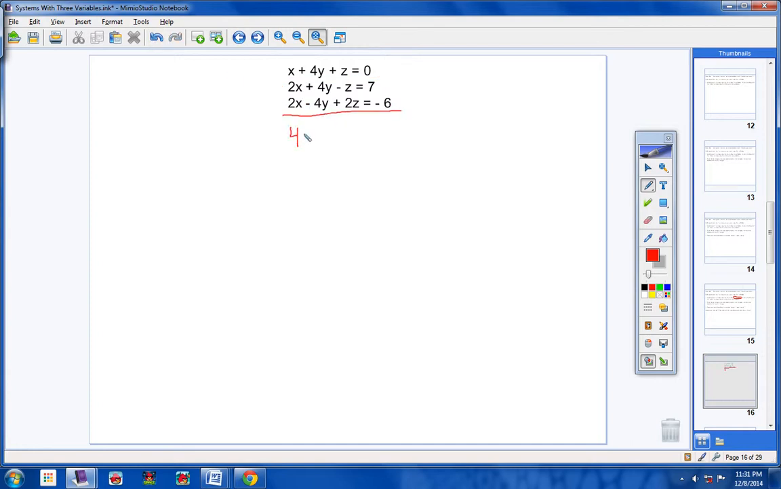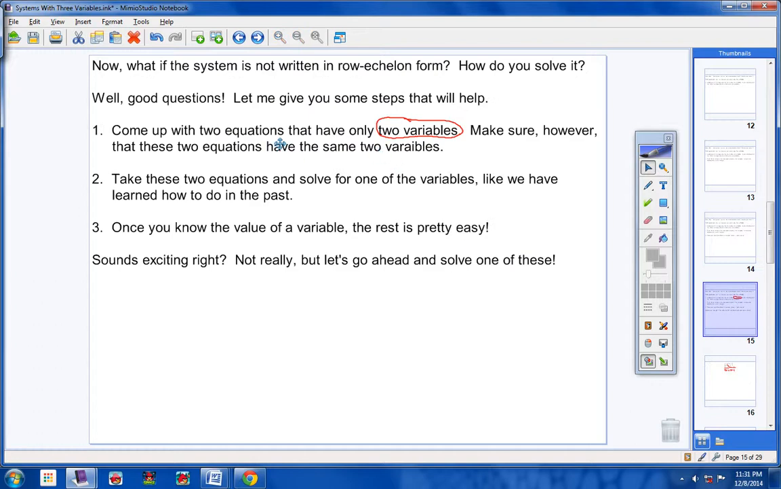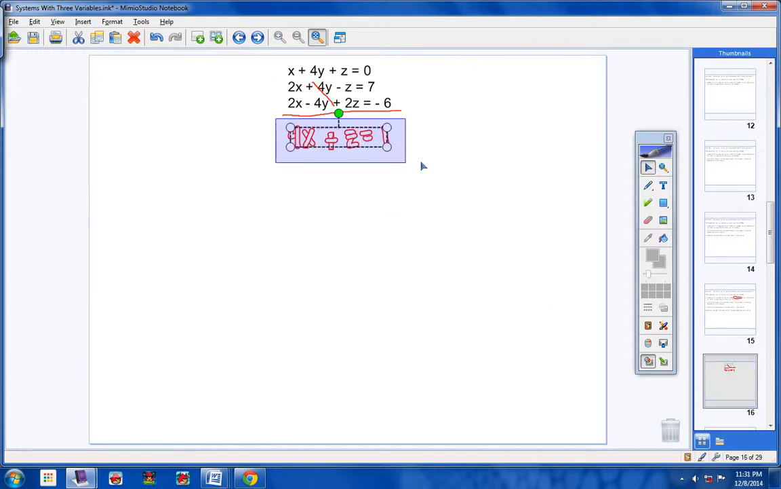2 plus 2 is 4x. These cancel. Negative 1 plus 2z is positive 1z. 7 minus 6 is 1. So look what I did. I'm now accomplishing step 1. I have one equation that has two variables. So pull it off to the side.